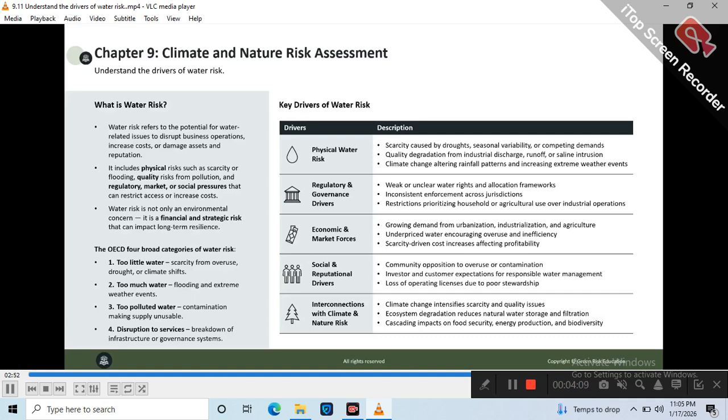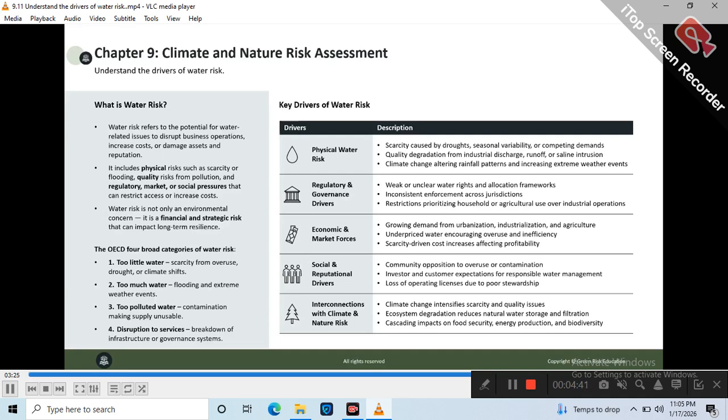The fourth driver is the social and reputational driver. Water is essential for communities, so how companies use and manage it is subject to intense public scrutiny. Overuse, pollution, or inequitable access can trigger social conflict, reputational damage, and even the loss of license to operate. In the era of heightened ESG expectations, investors and consumers are paying closer attention to water stewardship. Companies seen as irresponsible risk being excluded from sustainable investment portfolios or targeted by advocacy campaigns.